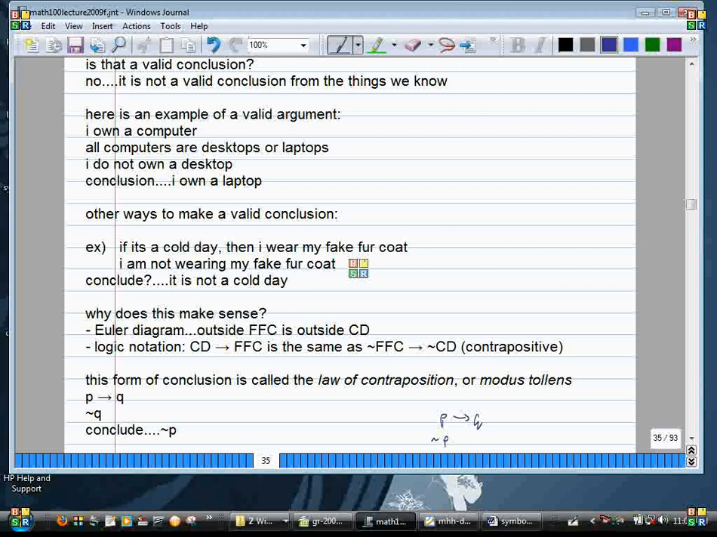Oh, so you can only conclude when there's a not Q. Right, so if you have if P then Q, what would allow you to make a conclusion? If you're given not Q, then you can conclude not P. And also, if you're given what? P. If you're given P, then you can conclude Q.